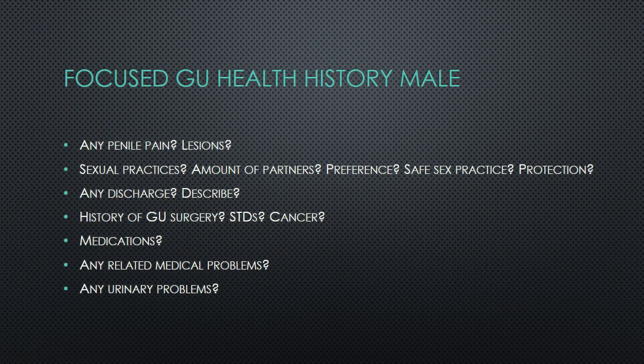All right, so the focused history for the male: are they having any penile pain, any lesions? What are their sexual practices? If they have multiple partners, what are their preferences in regards to intercourse? Are they practicing safe sex? Are they using protection? And again, educate if they're not. Are they having any discharges? And if so, describe the discharge.